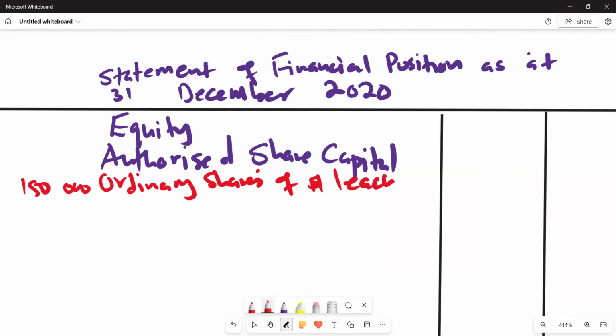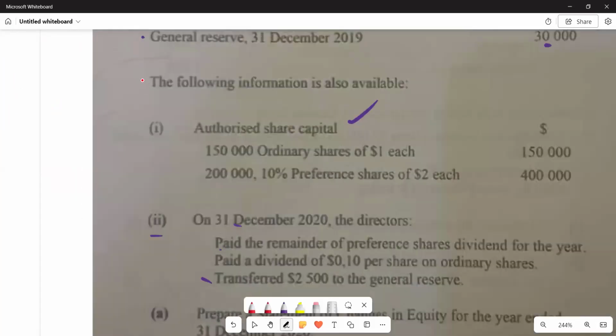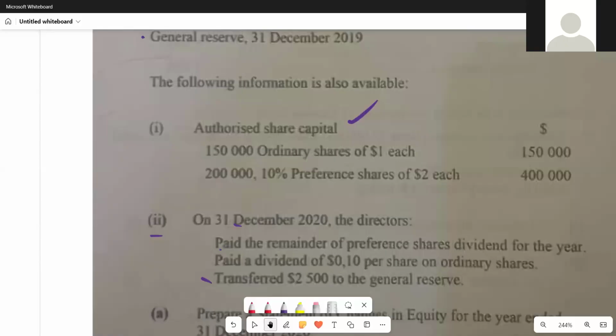Then we can put them in this column where we're saying it's 150,000. And we check in terms of preference. For preference is 200,000, 10% preference shares of $2 each worth 400,000. So we can now check our preference, whereby we are given also information of preference in the additional information.